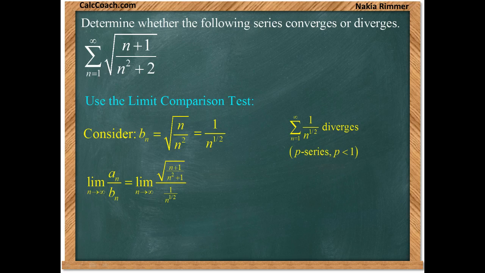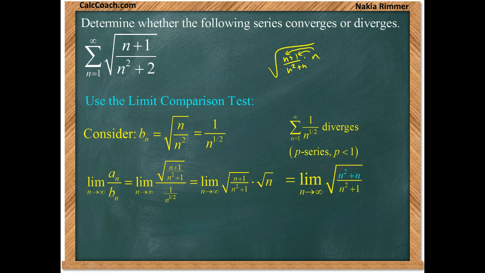Dividing by n to the half is the same thing as multiplying by root n. And if you have this root here, you can make it one large root and then basically incorporate the n up in the exponent and give yourself n squared plus n. Ultimately, what happens there is that you can bring the limit inside of the root.